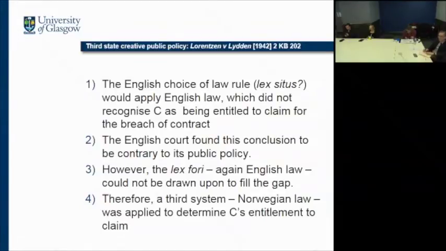And the judge said, England and Norway are engaged together in a desperate war for resistance, and public policy demands effect should be given to this decree. And the curator was able to recover. It's fair to say that nobody likes this case apart from me.